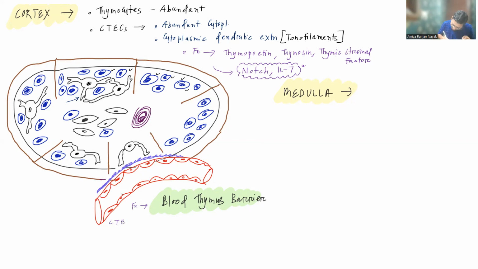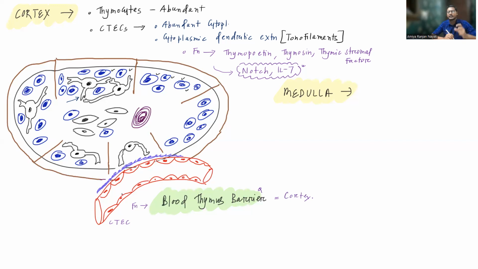of cortical thymic epithelial cells is that they take part in the formation of the blood thymus barrier. Okay, so what do you mean by blood thymus barrier? This blood thymus barrier is found only in the cortex, not in the medulla, only in the cortex. Why is this barrier important? This barrier is important to prevent entry of circulating antigens into the thymic cortex. So basically this blood thymus barrier prevents unwanted antigenic penetration into the thymic cortex from the circulation.